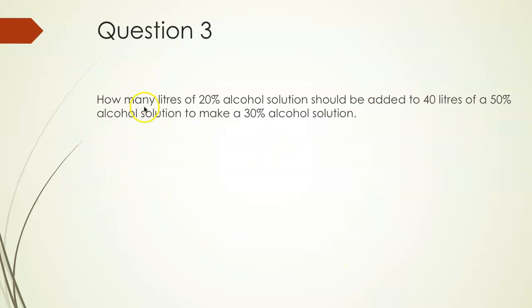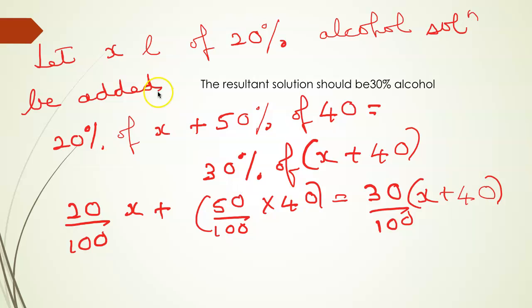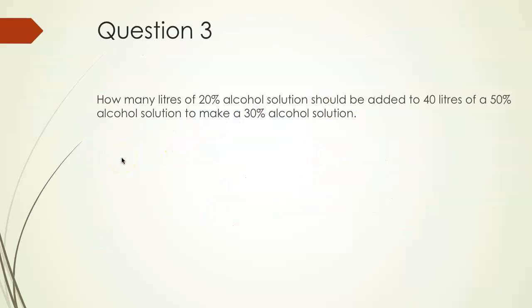Coming to question 3, how many liters of 20% alcohol solution should be added to 40 liters of a 50% alcohol solution to make a 30% alcohol solution? So let X liters of 20% alcohol solution be added to get a mixture which is 30% alcohol. So going back to the question, how many liters of 20% alcohol solution should be added to 40 liters of a 50% alcohol solution?